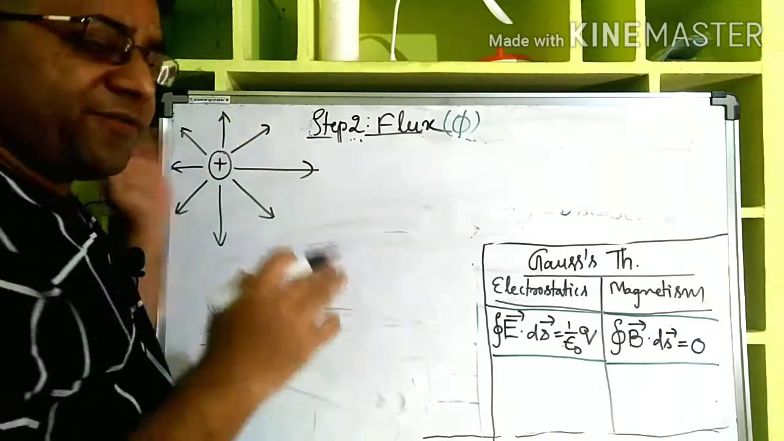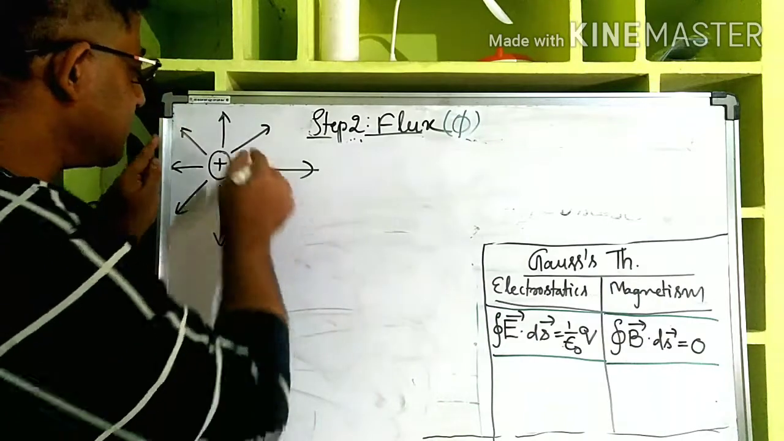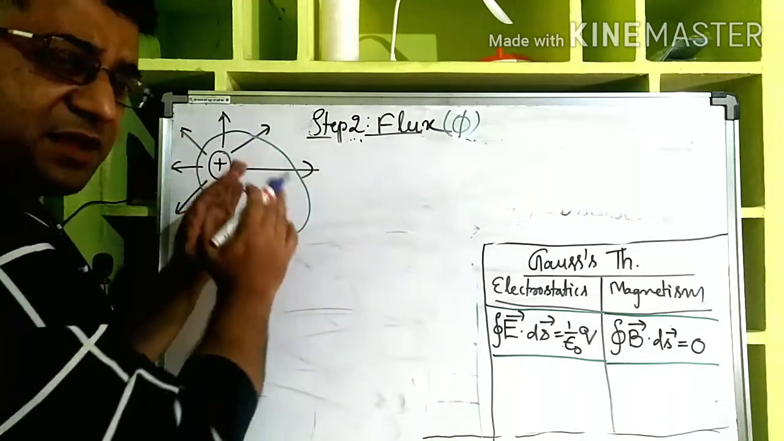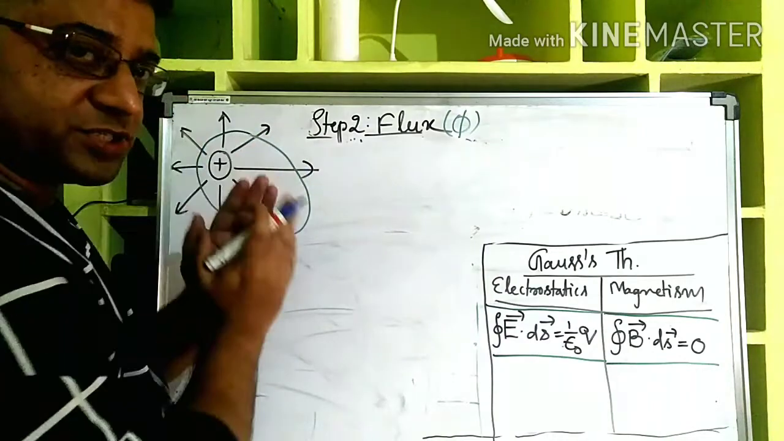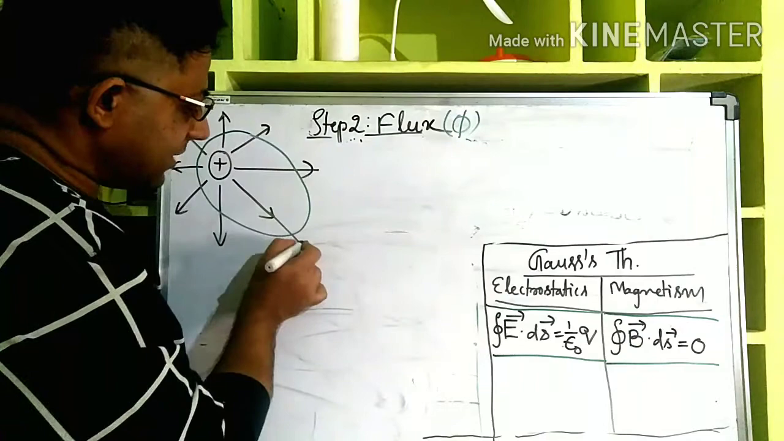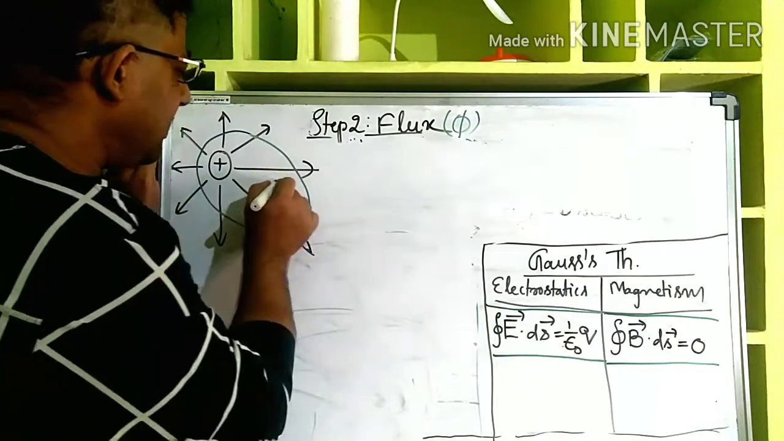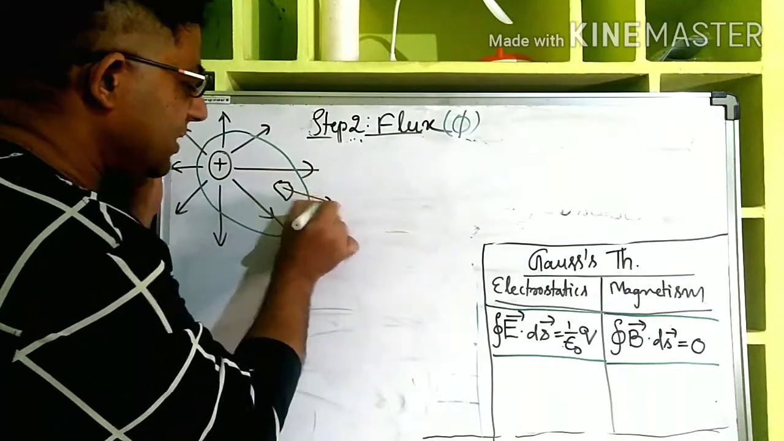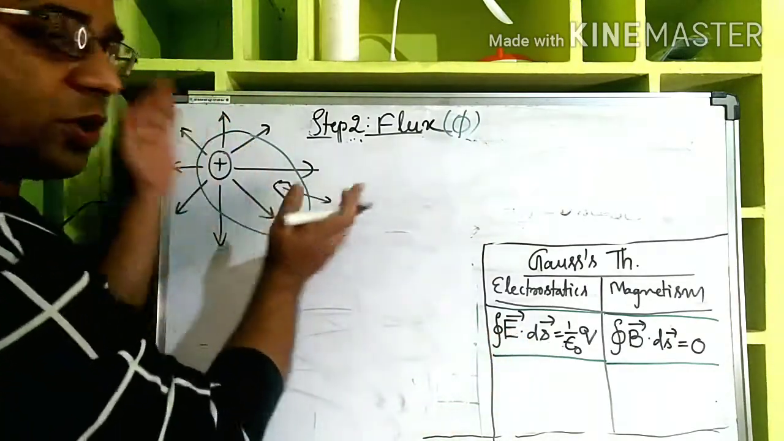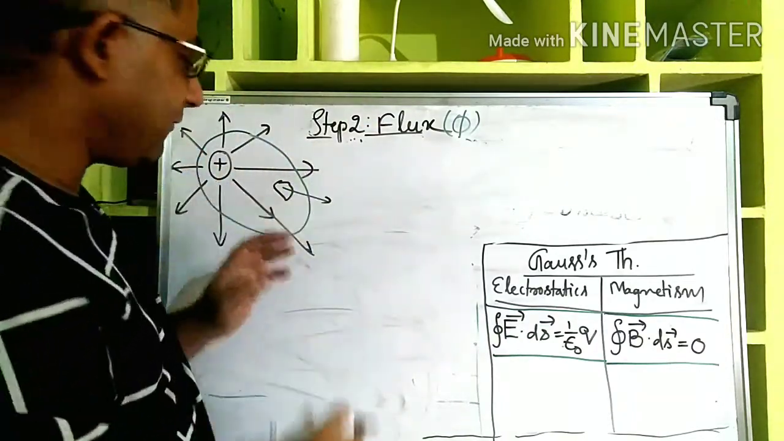Okay, now if we take a closed surface, let us say that's a Gaussian surface, it is of any shape, but the criterion is that it should be closed. Now see, whatever field lines are coming out of it, we considered E dot dS through a small dS, and then we integrated it throughout the surface and found the total electric flux.